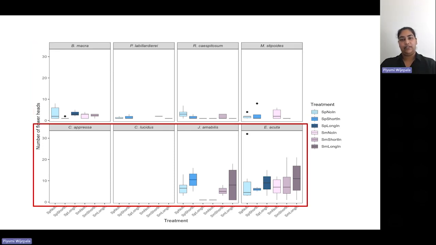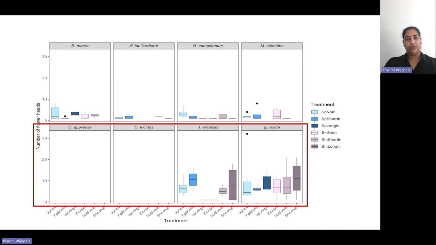So these are the riparian plants. We had 4 riparian plant species, but out of these 4, only 2 riparian plant species flowered during the experiment. So what we can see here is riparian plants tend to flower in longer duration, either in spring or summer inundation. So this is what we have seen so far in our nursery experiment.